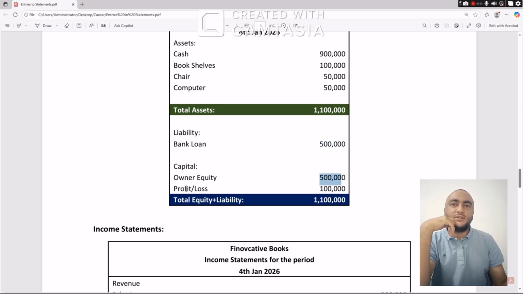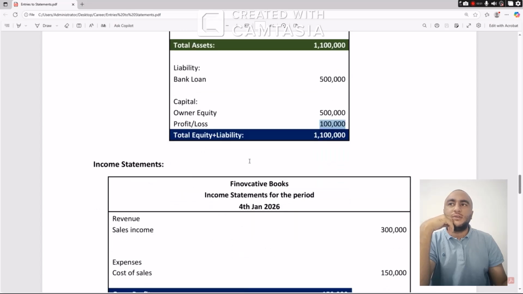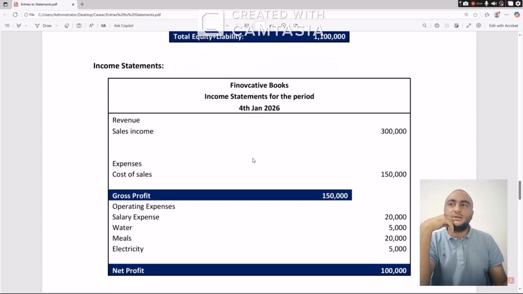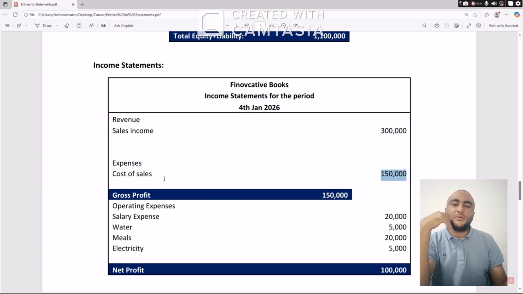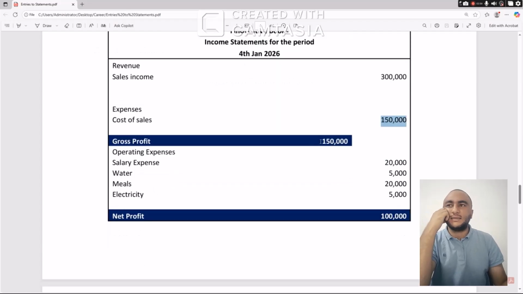Here this profit I will show you in the income statement. So our balance sheet again got equal. Income statement, we have made revenue, sales 300,000, expenses, cost of sale was 150,000, gross profit 150,000, and then we have some operating expenses like salary expense, water, meals and electricity. As you know, net profit is 100,000, which goes into the balance sheet.